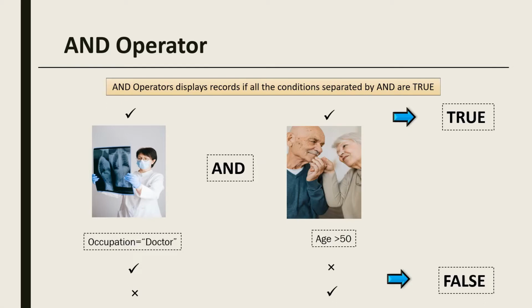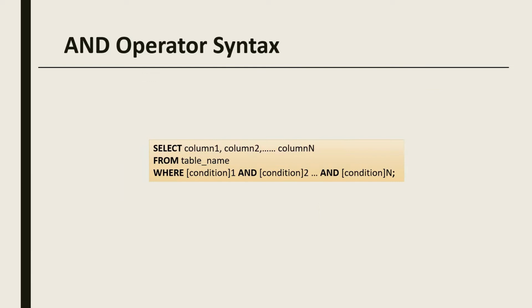The AND operator displays records if all the conditions separated by AND are true. For example, a person whose occupation is doctor and age is greater than 50. If both the conditions are true, then the output will be true. If any one of the conditions is not true, then the output will be false.